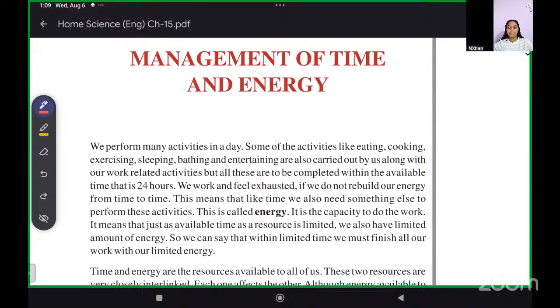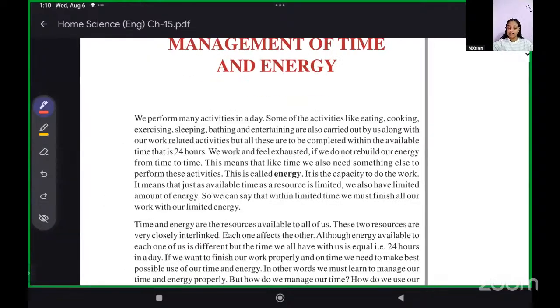Now, this lesson talks about how we can manage our time well when we do a lot of activities and how we can manage our energy because we only have limited energy, right? We are not a machine, okay? We are not electricity operated or plugged in so that you can go on for hours, right? We need rest, we need breaks, we need sleep. So, we'll see how we can manage time and energy in this lesson.